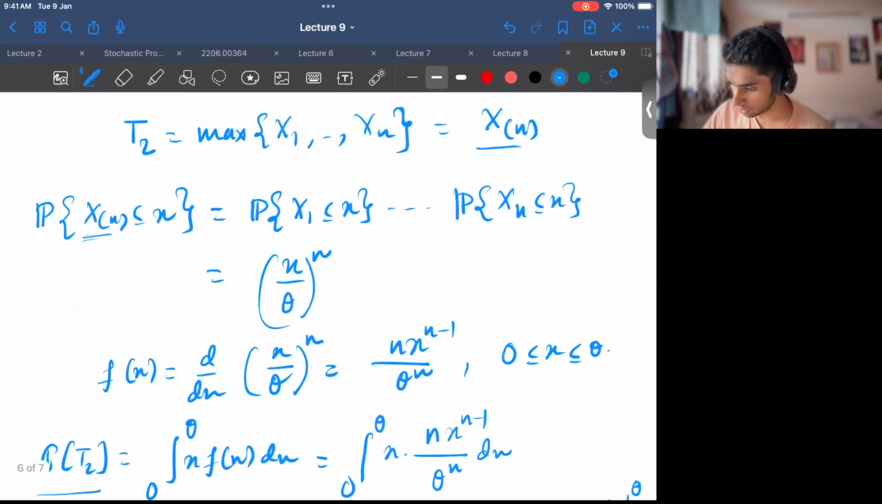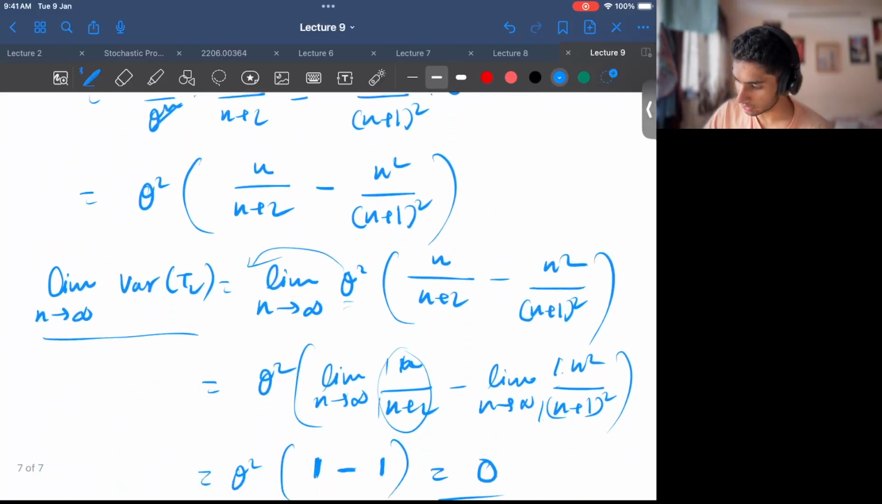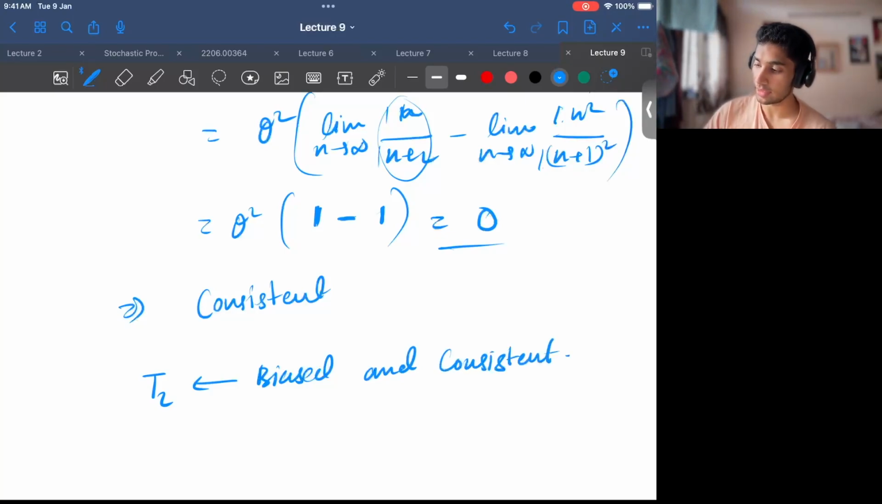So what can we say about T2 now? So T2 we saw is actually biased and consistent. So it's not unbiased, right? So it's biased. It is also consistent. So this is one of those examples where consistency is not enough, right? I mean, if you have a large number of samples, you will keep getting a consistent value. However, the value that you will get won't be correct because the estimator is biased. Okay.